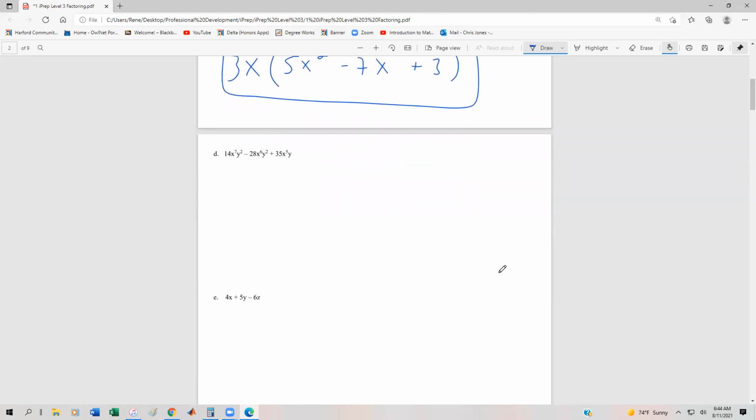And a couple final examples. The highest number that divides 14, 28, and 35 is 7. And then the lowest power of each of the shared variables between x is going to be x to the fifth. And then finally, there's a single y that divides each of those. And so our GCF, we're going to put 7x to the fifth, y on the outside.